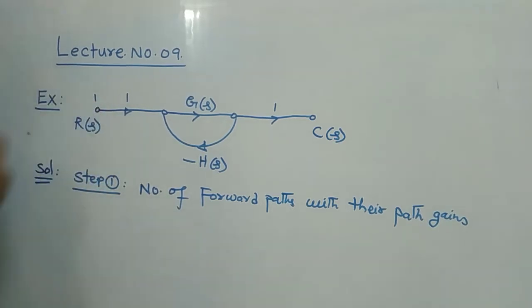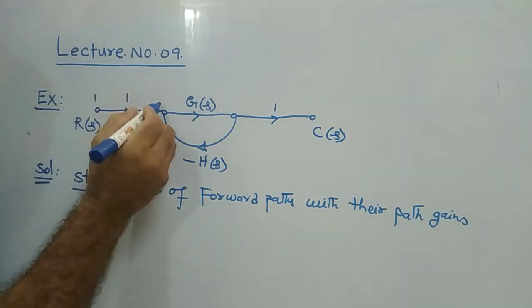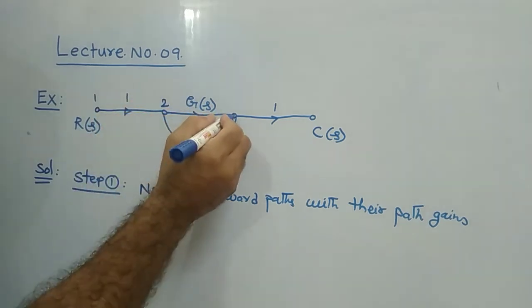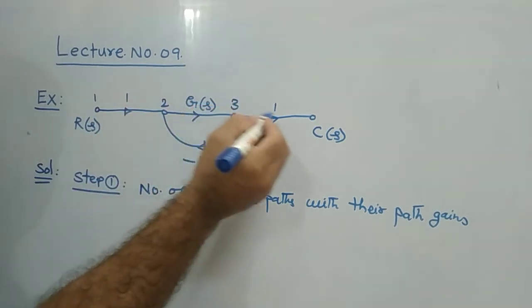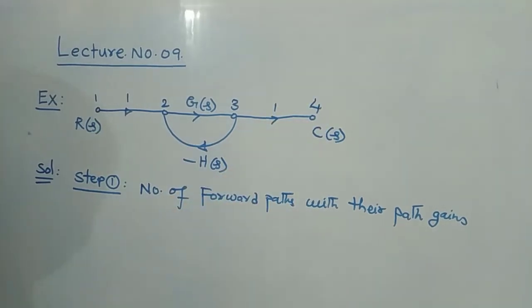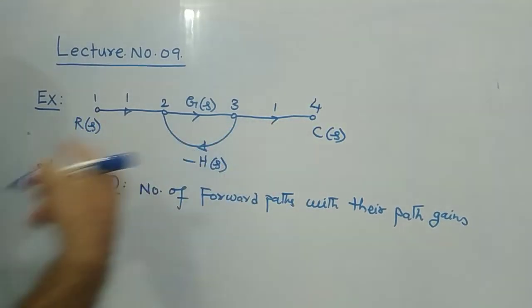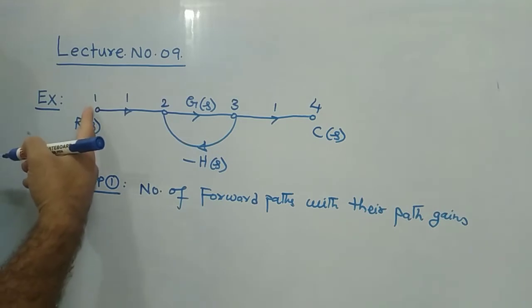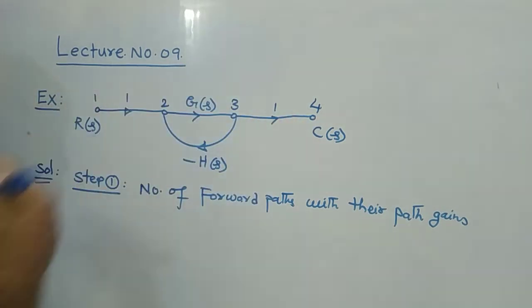You immediately note down the first point: R of s should be considered as node 1, and after that this can be taken as node 2, and the third one can be taken as node 3, and C of s can be considered as node 4. So in the given simple example, we have 4 nodes: node 1, node 2, node 3, and node 4.